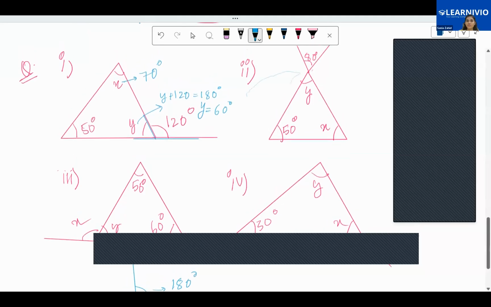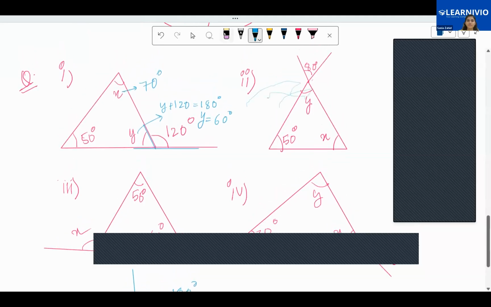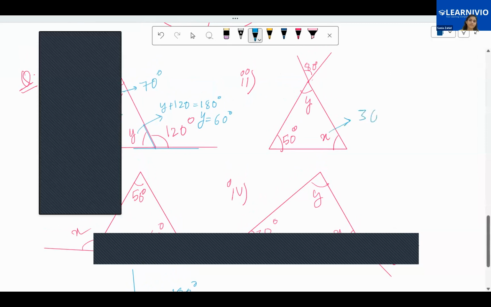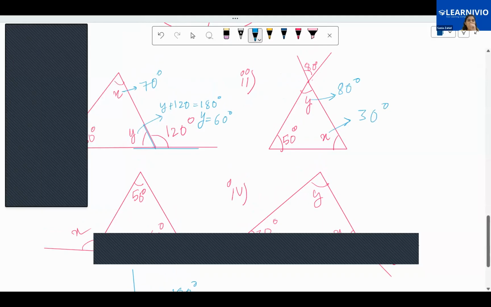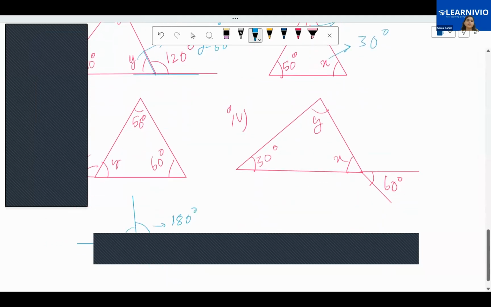For this one, what is x? x is 30. Okay, and what is y? y is 80, ma'am. Okay, 80. Y is 80, yeah, it is 80, but y is 80?